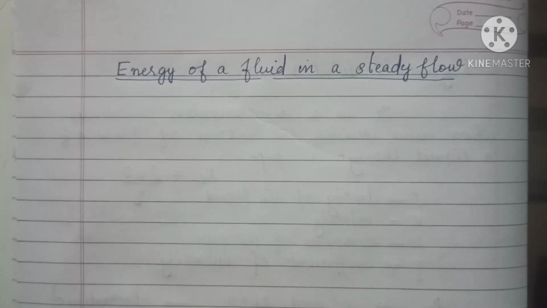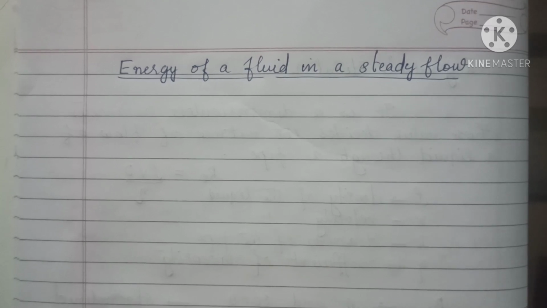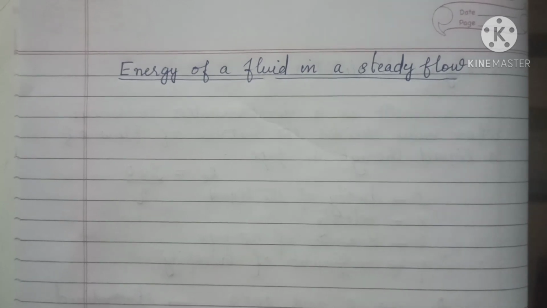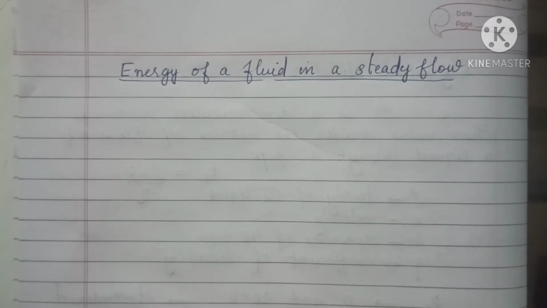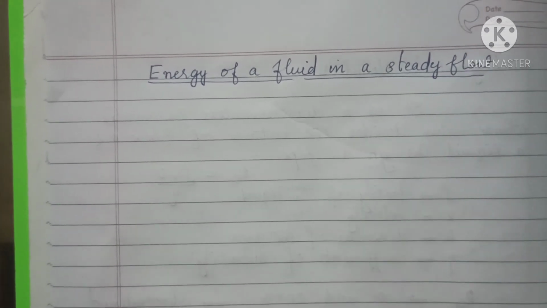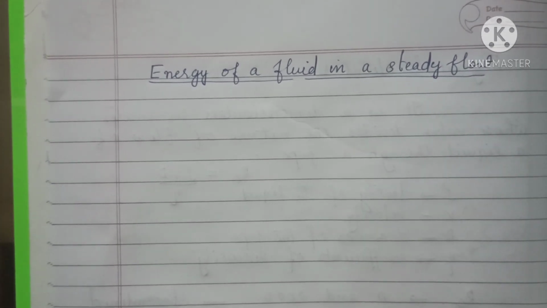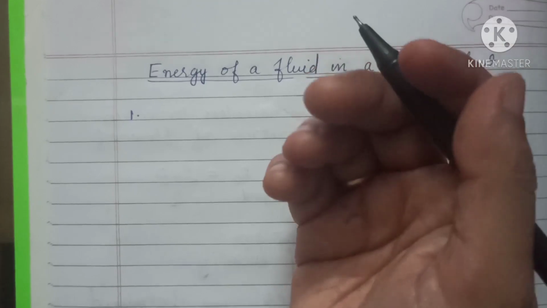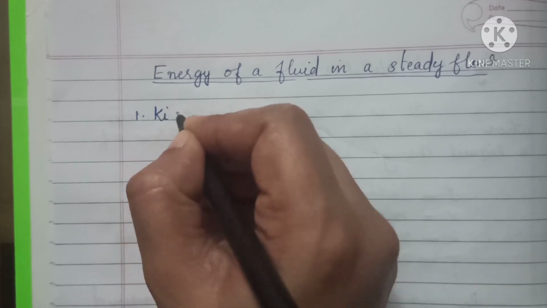Now we will check what are the types of energy possessed by a fluid which is in a steady flow. There is a flowing fluid, and what are the types of energy possessed by that fluid which is flowing in a steady flow? The energy possessed by a fluid is of three types. The first one, as all know, is the energy possessed by virtue of motion, which we call the kinetic energy.